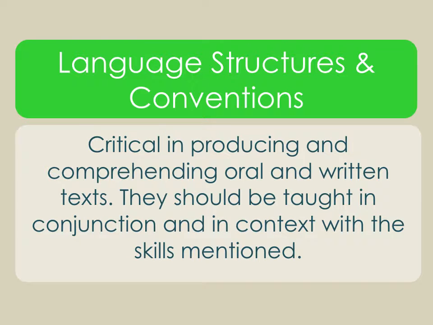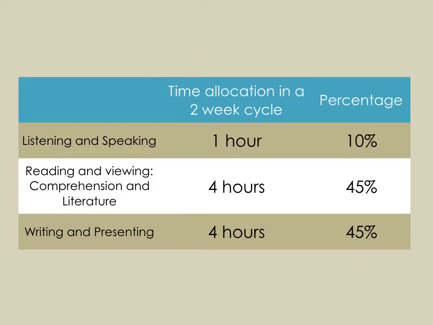Now, language structures and conventions are critical in producing and comprehending oral and written texts. So these should be taught in conjunction and in context with all the other skills. Now, the allocation of time in a 2-week cycle for listening and speaking is 10% or 1 hour. Reading and viewing, which of course consists of comprehension and literature, is 4 hours, which is 45% of the time. And then your writing and presenting, also 45% or 4 hours of the time.